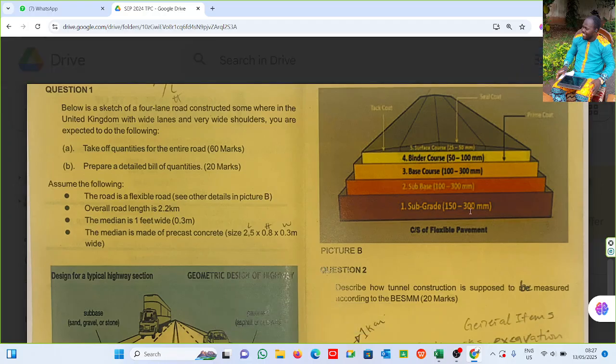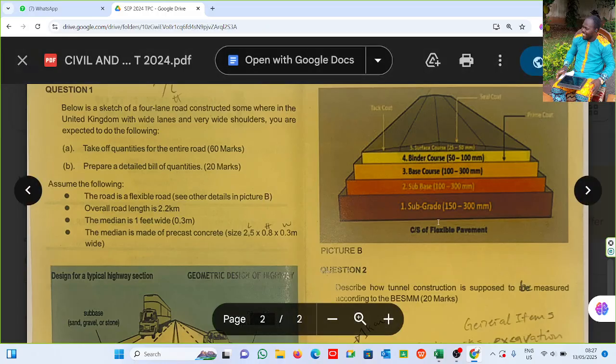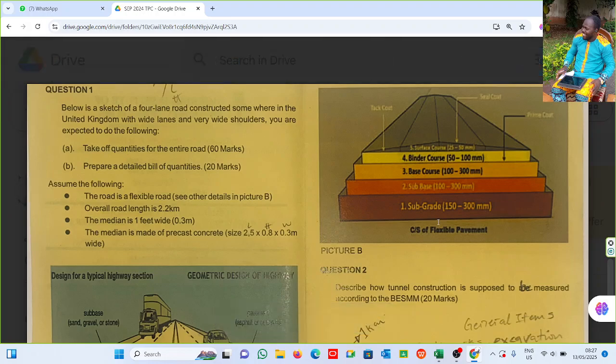This is on the natural ground. Subgrade, it is 150 to 300 mm thick. Then we have the sub base on the subgrade, then the base course, then the binder course, and the surface course. Now, like I said, this is on the capping. The capping is the earthworks compaction stability, right? The compacted earthwork.